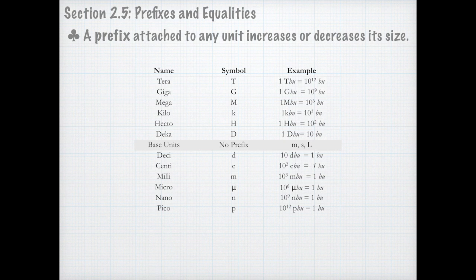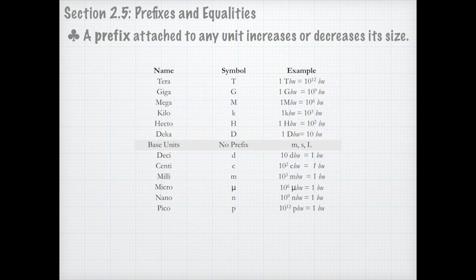So for example, deci, if you have a decimeter, 10 decimeters equals 1 meter. So you effectively took the meter and decreased its size. One that's more familiar to you guys would be, for example, centimeter. There are 100 centimeters in a meter. Or for this class, milli. There are 1,000 milliliters in 1 liter.